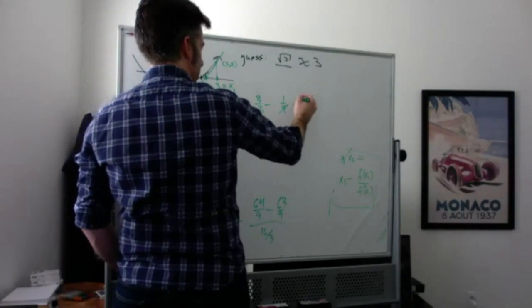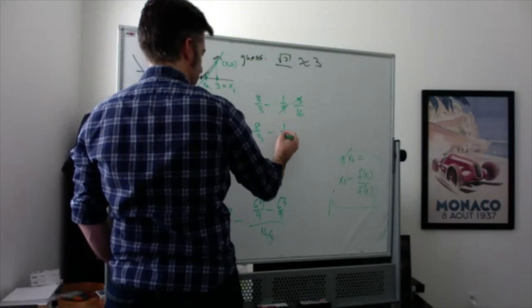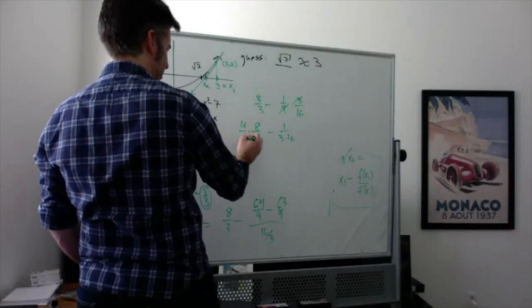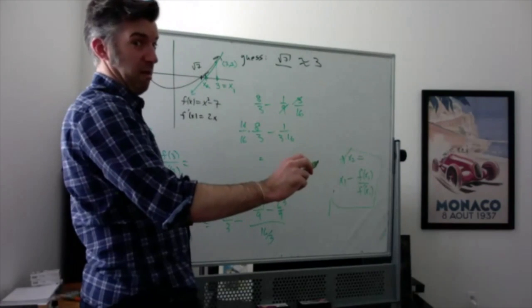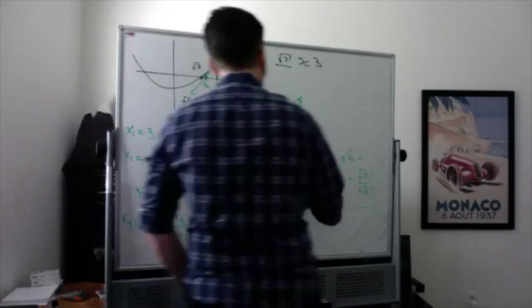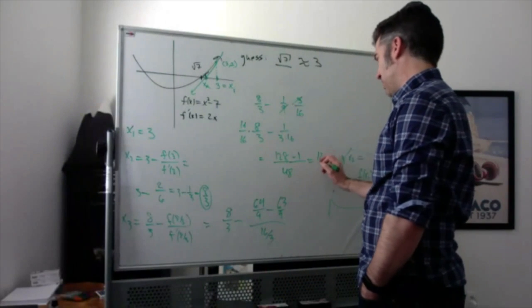Sure, cancel there. So you get 8 thirds minus 1 over 3 times 16. Multiply this by 16 over 16, and you get 16 times 8, which is 128 over 16 times, minus 1 over 48. Okay, so we get 127 over 48.